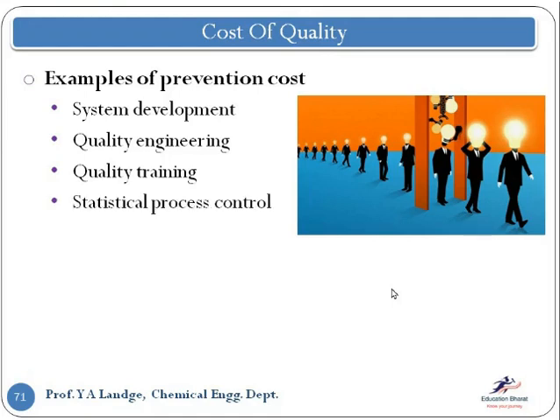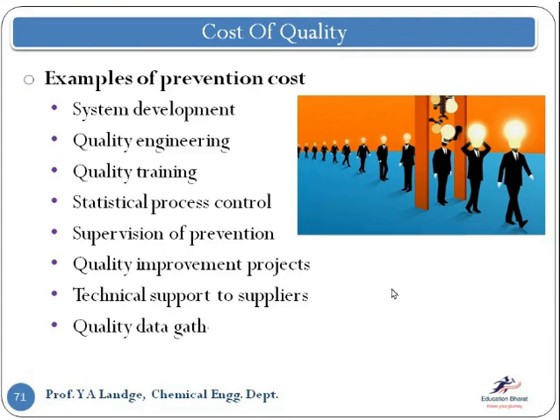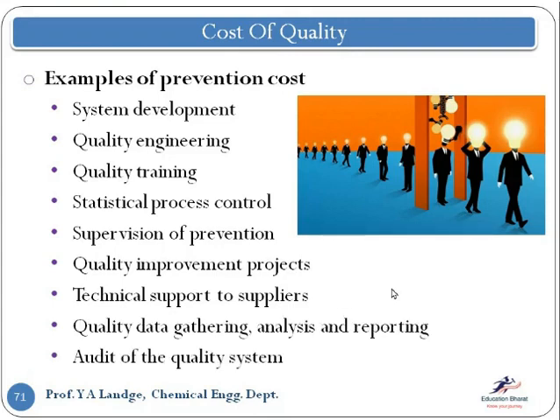Statistical process control is very important in prevention of cost. Others include supervision of prevention, quality improvement projects, technical support to the suppliers, quality data gathering, analysis and reporting, and audit of the quality system. We need to work on all this in our organization or any company or industry.